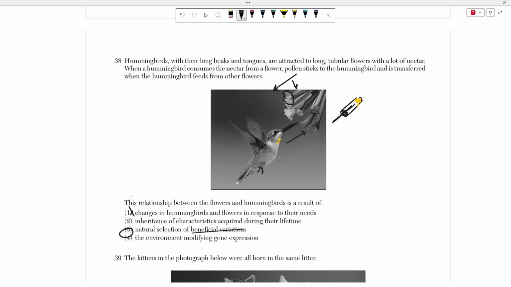Number 1, changing hummingbirds and flowers in response to their needs. Just because I want to be taller doesn't mean I'm going to be taller, right? Just because I have a need doesn't mean that my body is going to change to that need. That's not what happens. 2, inheritance of characteristics acquired during their lifetime. Again, that's not what happens, right?